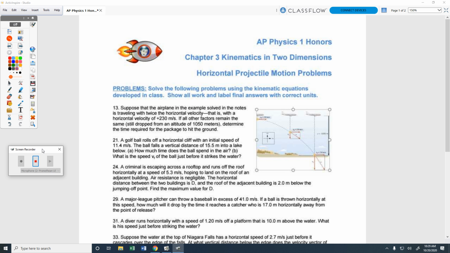What I really am dealing with is the fact that in problem number 13 we have the airplane that we did in the notes exactly the same, except that now it's moving at twice the velocity. So it's moving at 230 meters per second instead of the 115, but still being dropped from the same altitude. So my picture over here is trying to show that.